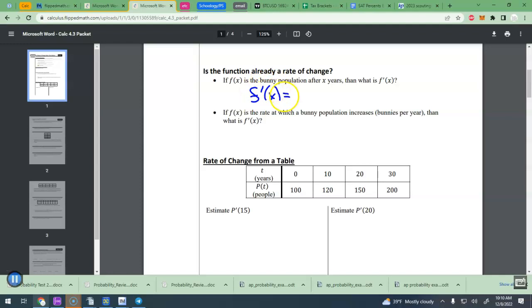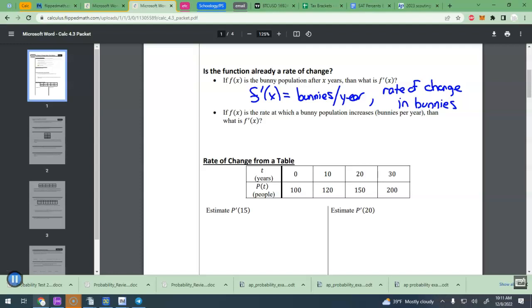So f prime of x would be bunnies per year. Or you could say the rate of change in bunnies. Those two things are saying the same thing. How fast is the bunny population changing? If f prime in this situation were positive, are we gaining or losing bunnies? Gaining. If f prime of x is negative, sadly losing bunnies.